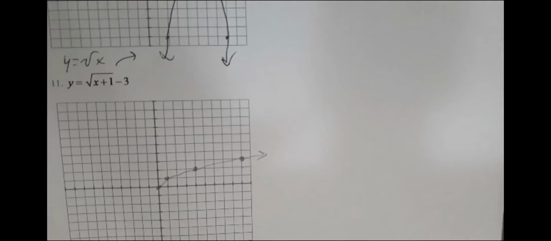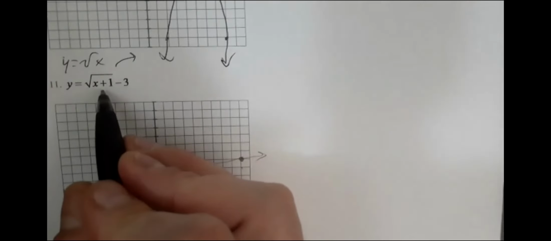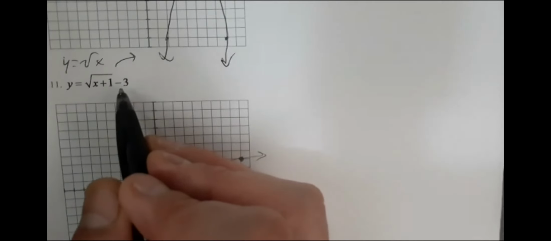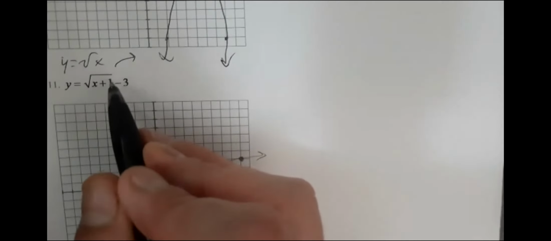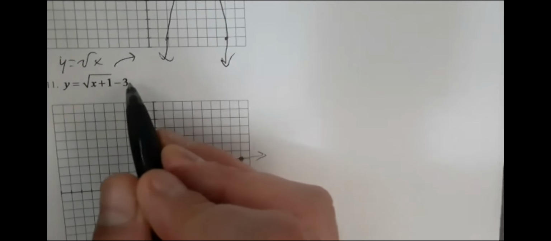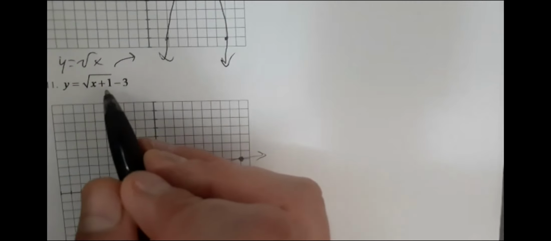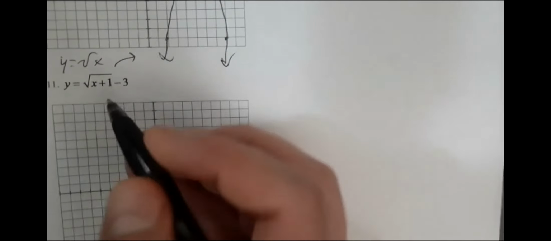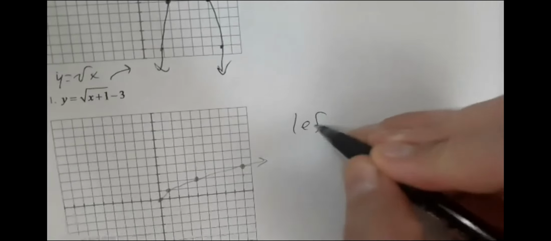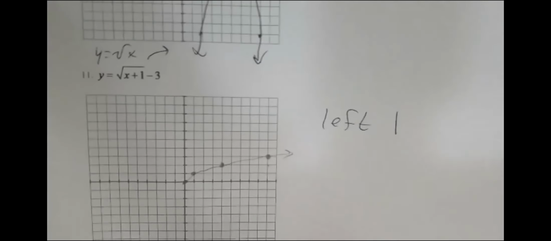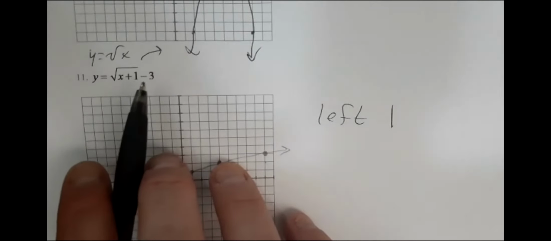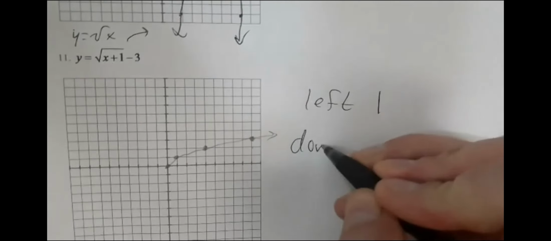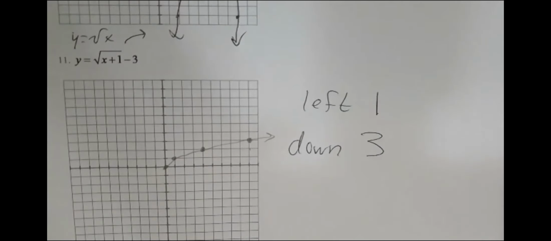We want to think about what these things are going to do. So I want to look inside here first. I see x plus 1, and I see a minus 3. Hopefully you notice this is outside the square root. So one of them is inside the function, and this is outside the function. Things inside the function move the x, which goes left and right. So a plus 1 is going to move it left 1. A minus 3 is happening on the outside, so these are our ups and downs. So this is going to move it down 3.